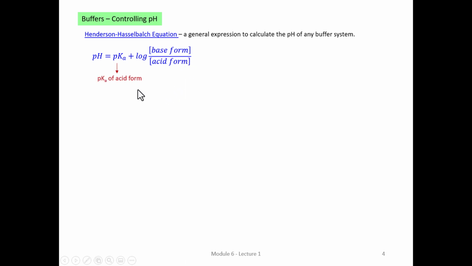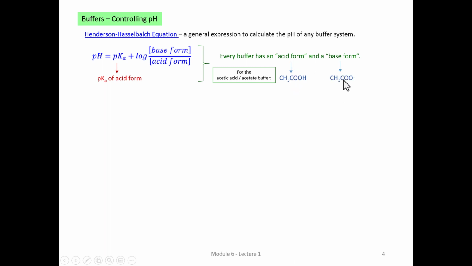Recall this is the pKa of the acid form, and every buffer has an acid form and a base form. We'll try to point these out as we go along, and being able to spot the acid form and the base form of a buffer is key to getting the numbers in the right places to use the Henderson-Hasselbalch equation. For the acetic acid acetate buffer, of course, the acid form was acetic acid and the base form was acetate. This makes perfect sense. Acid has the hydrogen ion, base form does not.